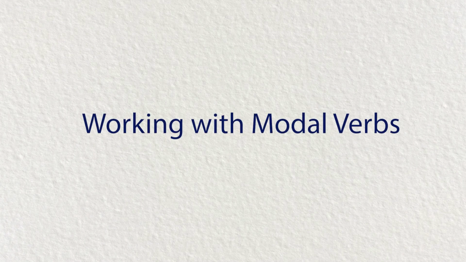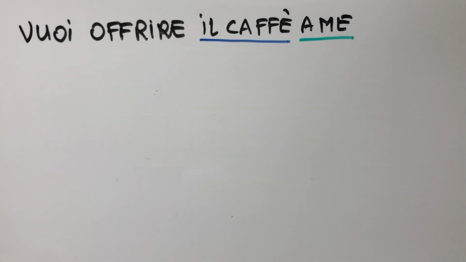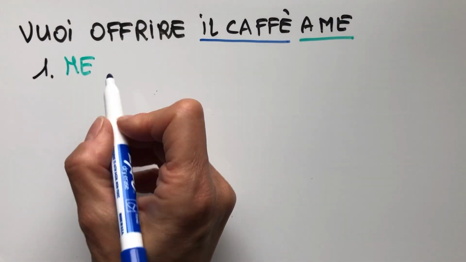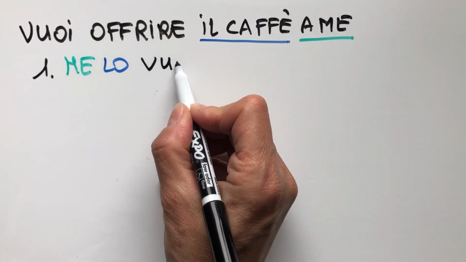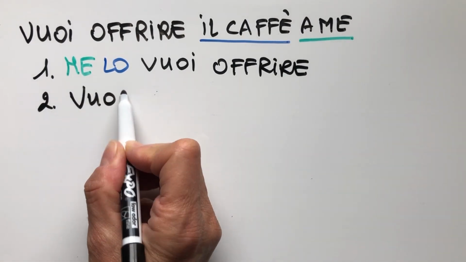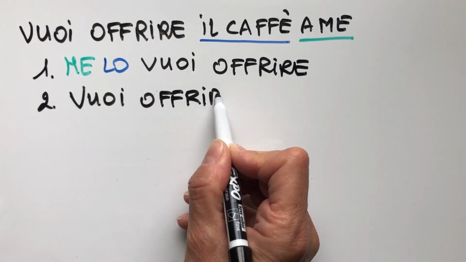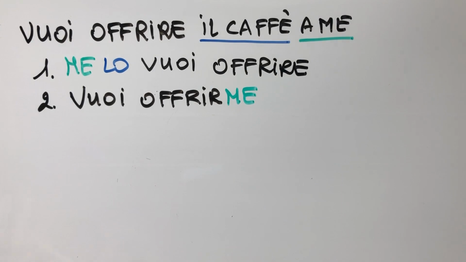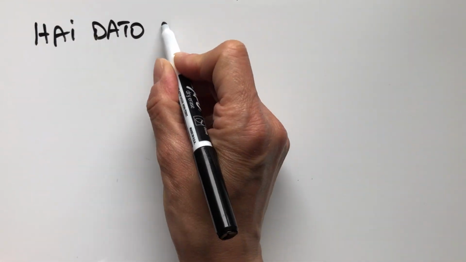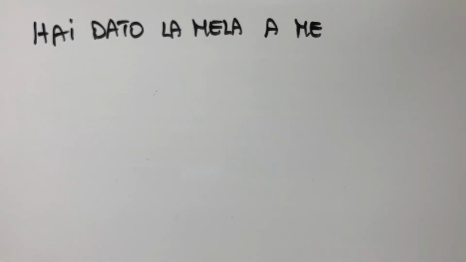When we work with modal verbs like want, can, or must, we have a couple of options about where to place the pronouns. For example, you want to offer coffee to me. Vuoi offrire il caffè a me? Me lo vuoi offrire? Vuoi offrirmelo? Note that when we attach the pronouns to the infinitive, it becomes one word and we drop the E before attaching the pronouns. When we work with compound tenses, the past participle of the verb has to agree in gender and number with the direct object pronoun it refers to.